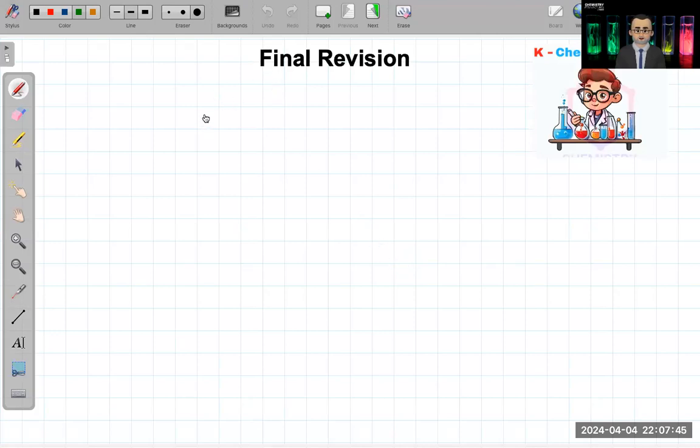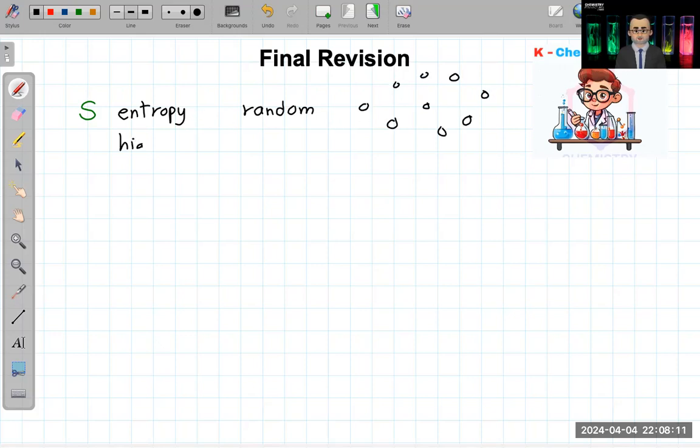Just as a summary, what is the meaning of entropy? The entropy of the system, which is S, is a measure of how random the system is. So if the system is very random, or the substance inside it is dispersed and not well arranged, with every part in a different place, then the system has high entropy.